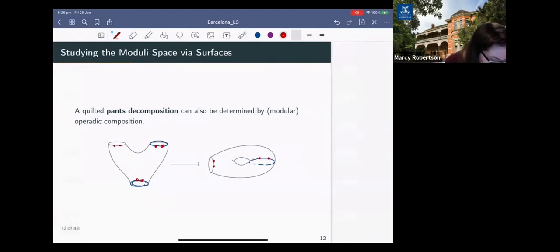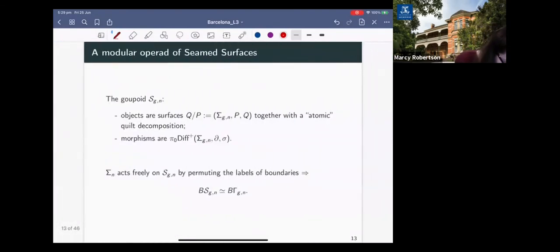So this is an ongoing thing with Lucy Bonado, who actually knows how mapping class groups work. She's probably going to get mad that I said that. This is some ongoing joint work with Lucy about how we actually built a new modular operad. So this is a modular operad on seamed surfaces, for a lack of a better name. What is this? This is going to be an operad in groupoids, a modular operad in groupoids.